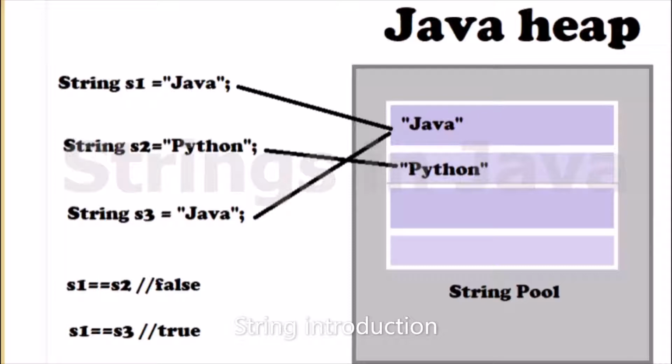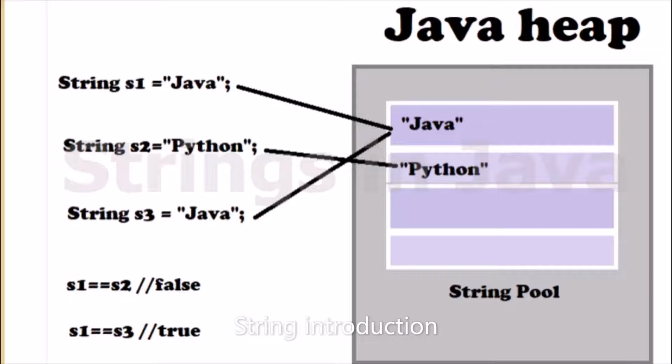The second statement, String s2 = "Python", will create a new string Python, store it in the string pool, and s2 will point to this string Python. Now let's look at this third statement, String s3 = "Java". Since Java is already present in the string pool, no new string is created and s3 will point to the same string Java which was created earlier. This means that s1 and s3 will point to the same string Java.